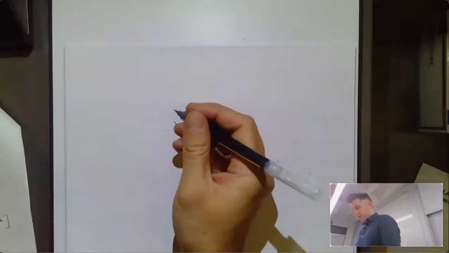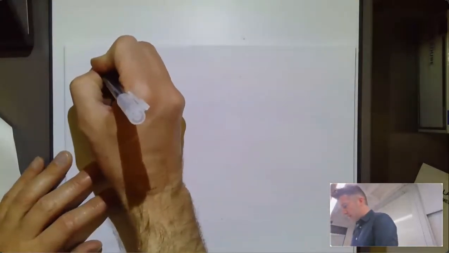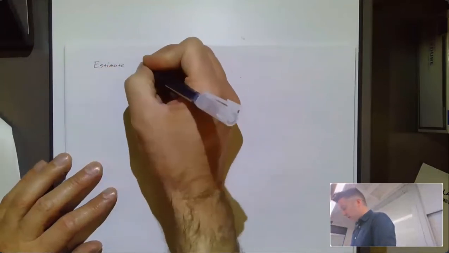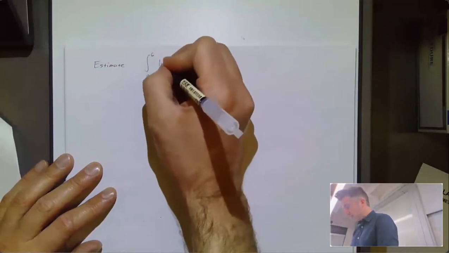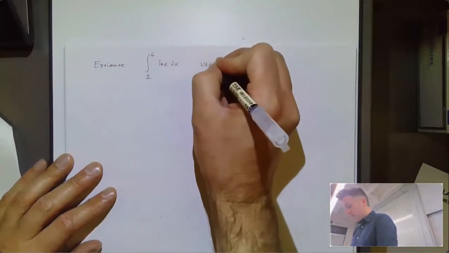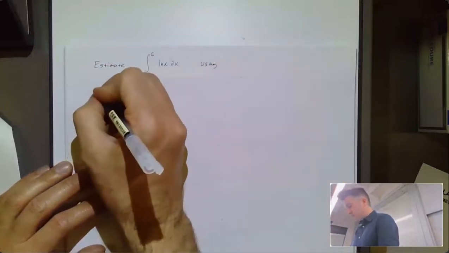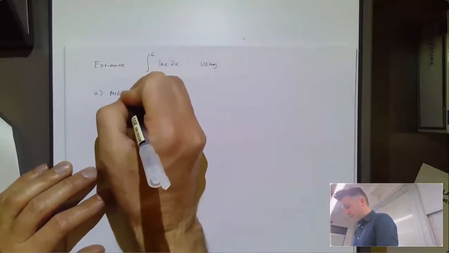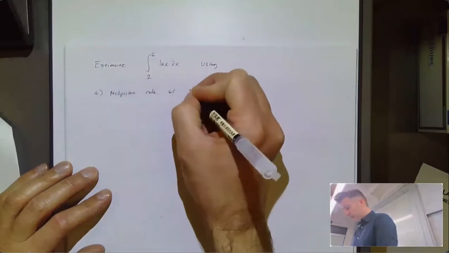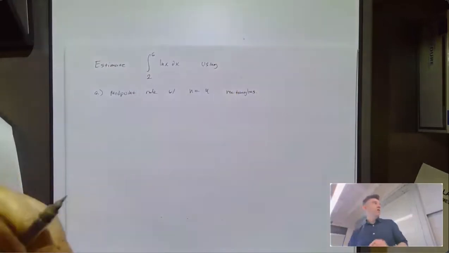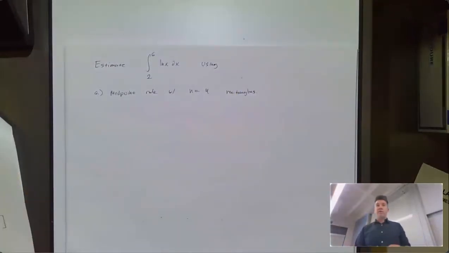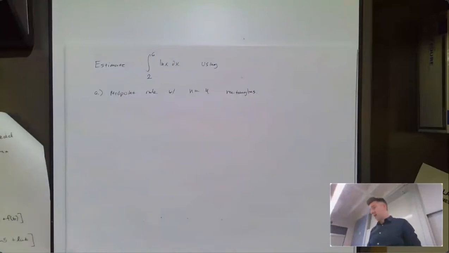Sure. So let's say we want to estimate the integral from 2 to 6 of natural log of x dx using first the midpoint rule with n equal to 4 rectangles. And what I'm going to say is you can totally just memorize a formula for this. I think it's worth your time though to draw a picture. So let's draw a picture for what we've got.